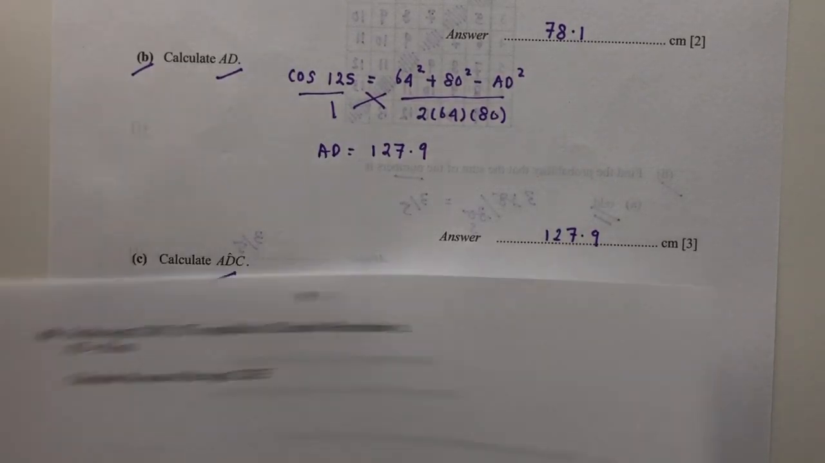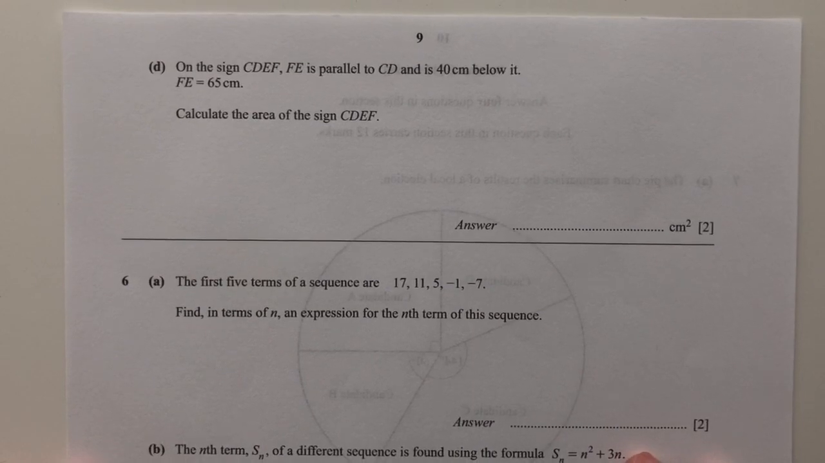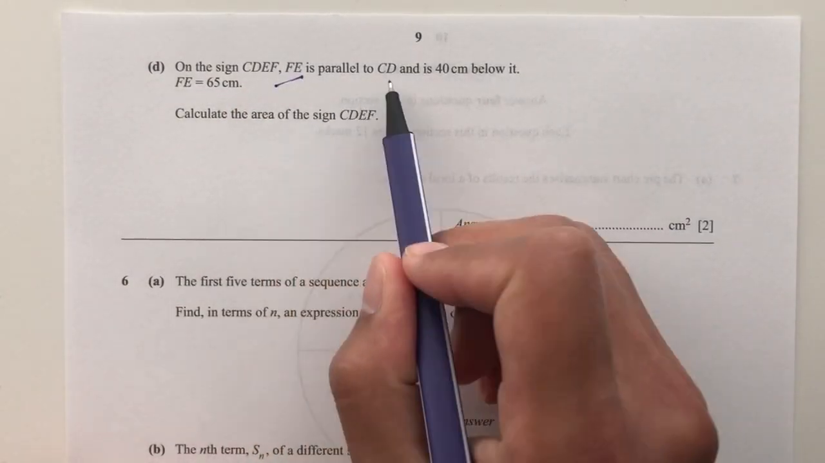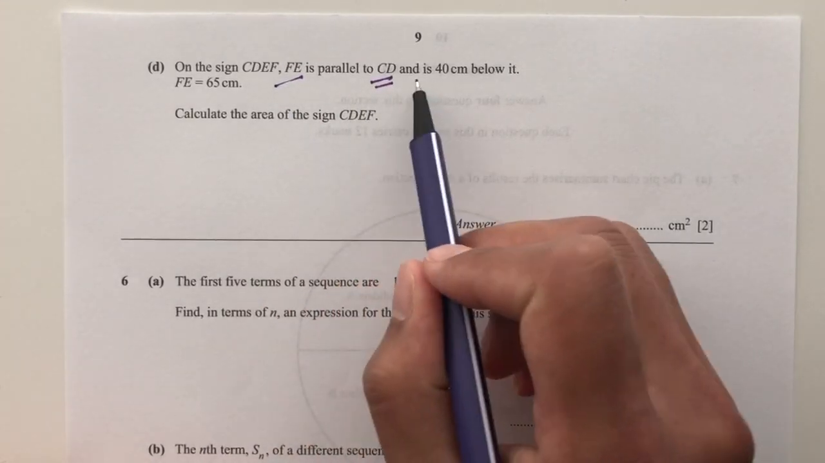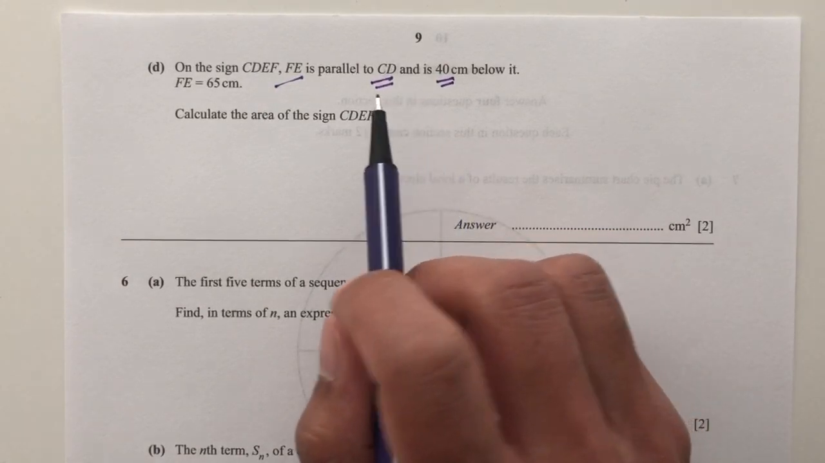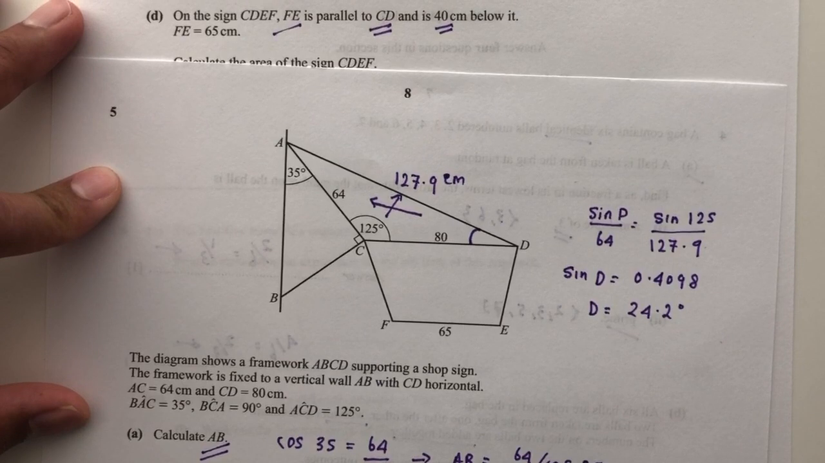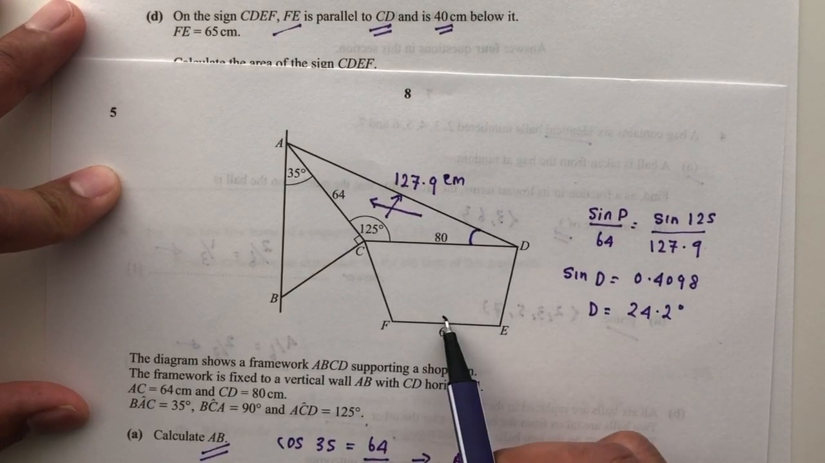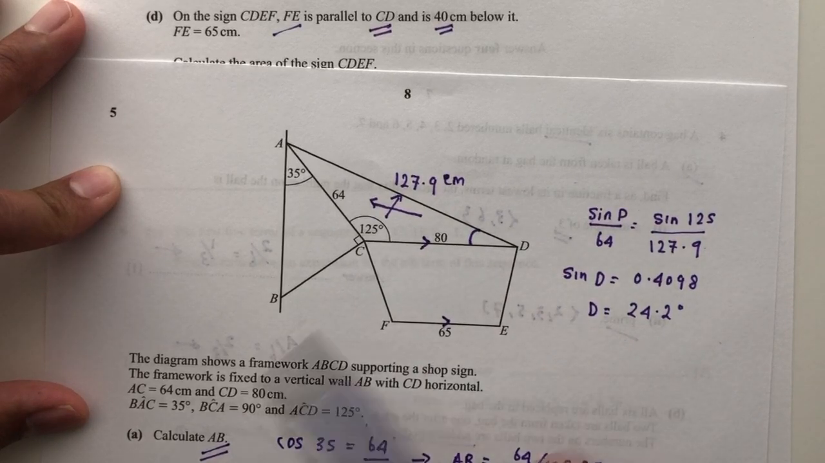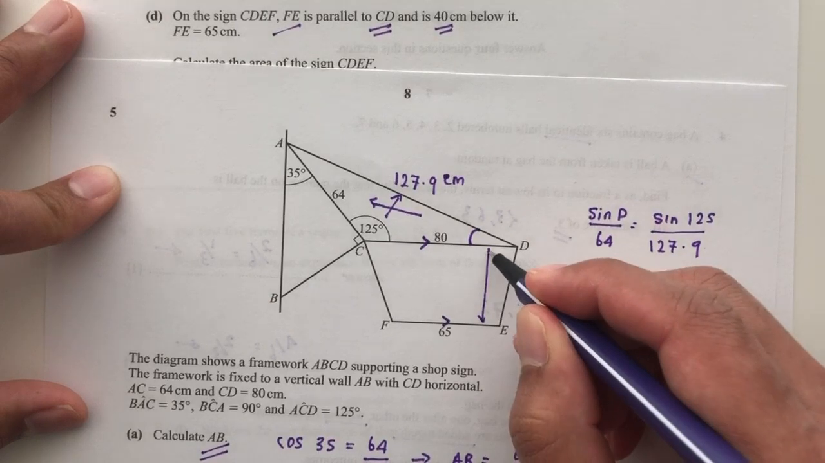Now let's have a look at part D. It says on the sign CDEF, we have FE is parallel to CD and is 40 centimeters below it. So let's have a look. FE is this one, is parallel to CD. So these two are in the same direction. It is 40 centimeters below it. So this line here is 40.